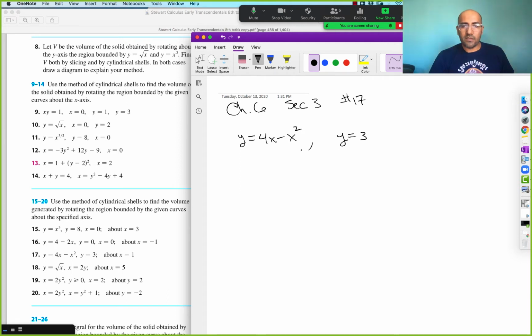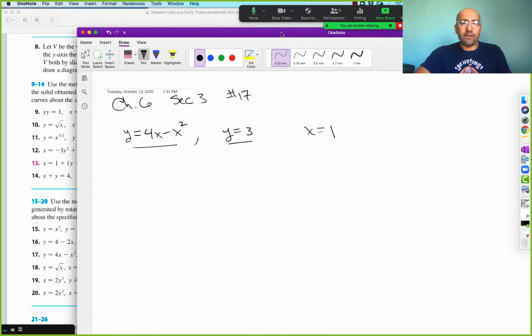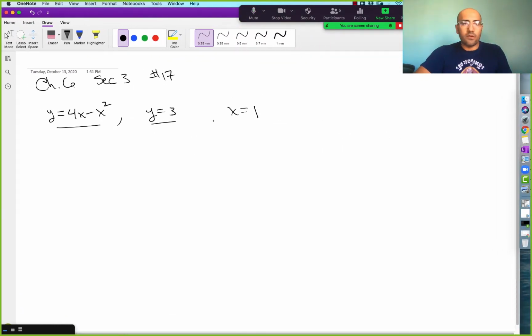Oh, no. So these are the two functions, this function, and it says rotate about the line x equals 1. Okay, so we have a nice parabola, and then we have a nice line at y equals 3. So this guy we can move around a little bit. That's just going to be negative x squared plus 4x. Okay, so it's going to be a parabola, and it's going to be flipped upside down like a sad face.